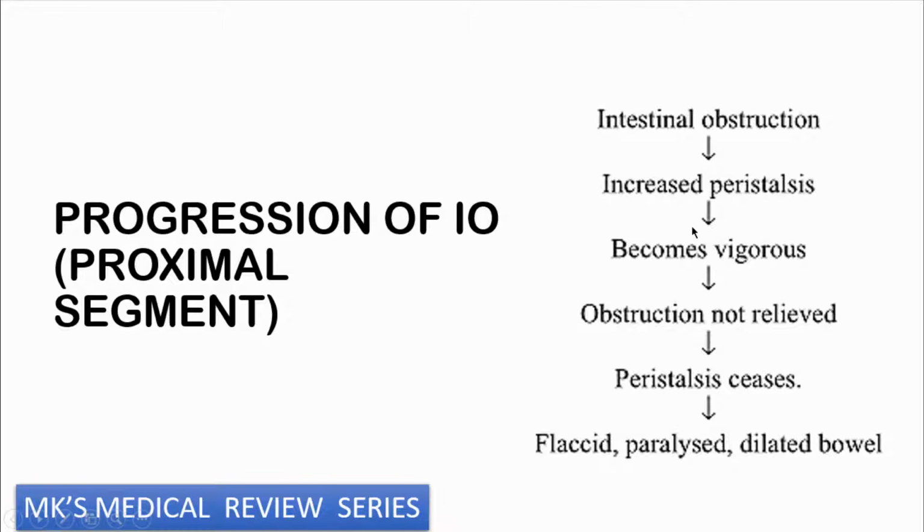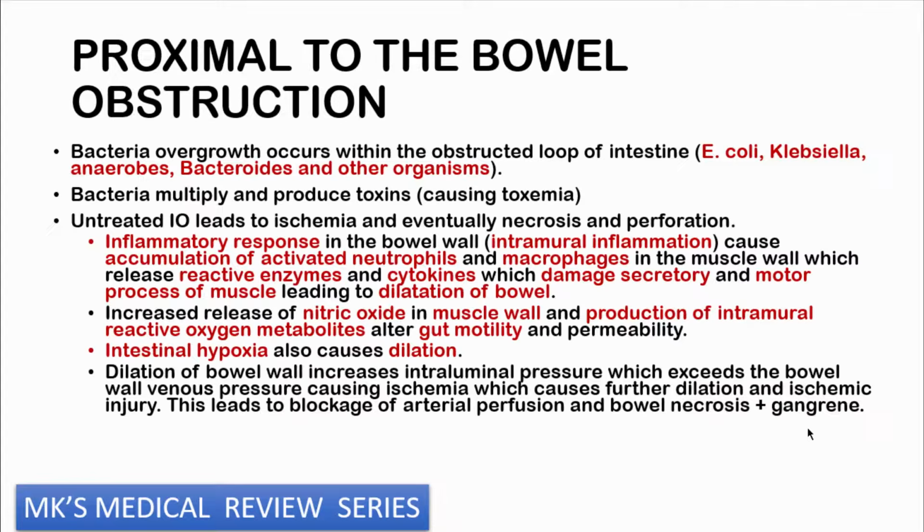That's going to be responsible for the colicky severe abdominal pains. And then if the obstruction is not relieved, the peristalsis is going to cease. The bowel is going to become flaccid, paralyzed, and of course become dilated. In the first 12 hours, there's going to be decreased absorption. In the next 12 hours, there's even going to be some secretion of fluid into the lumen. And then you accumulate fluid into the lumen. It could be as high as 8 liters per day.